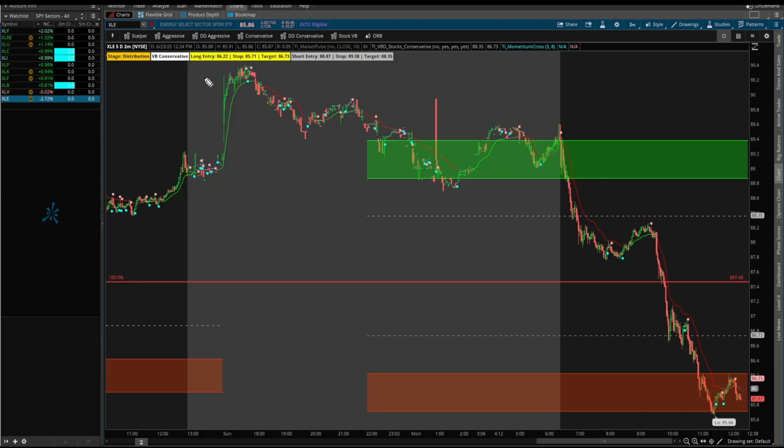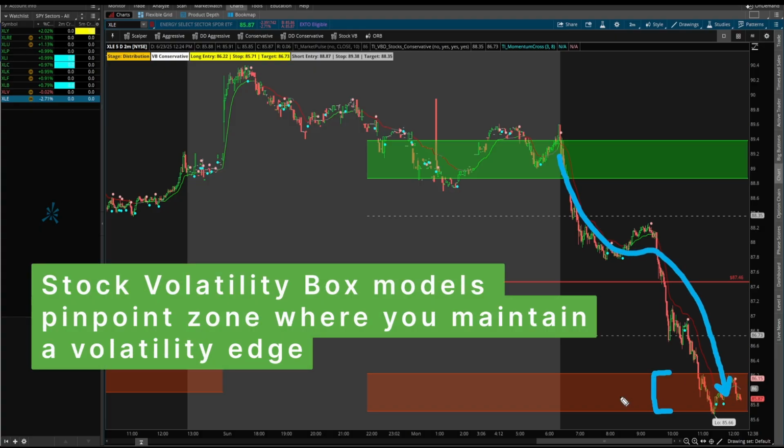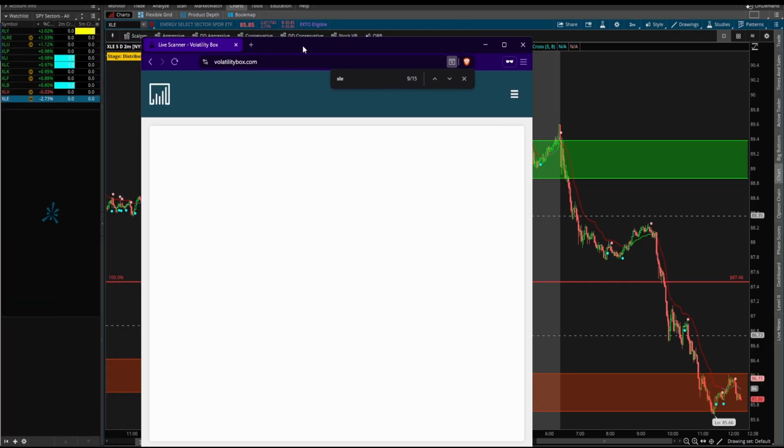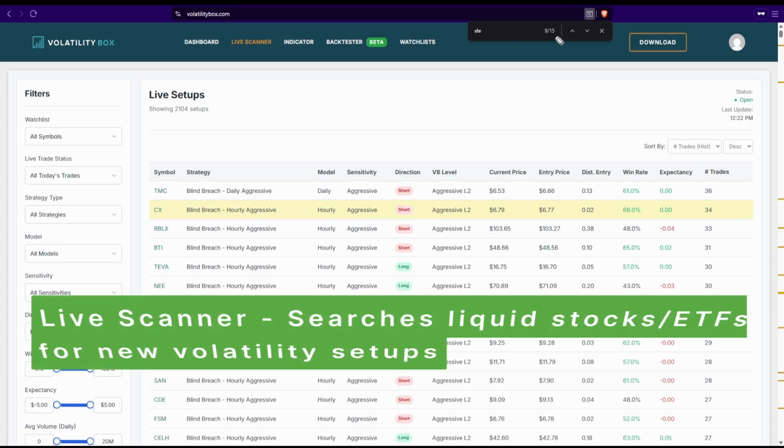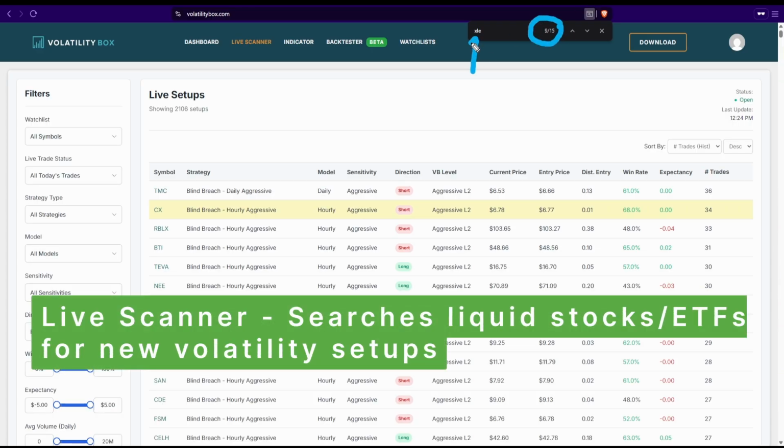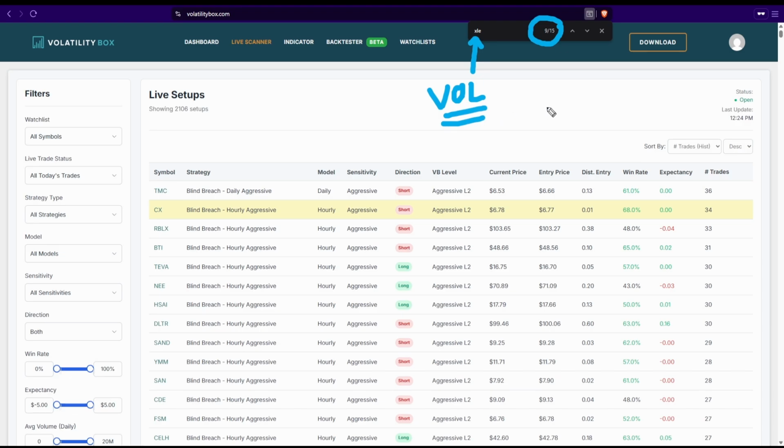Since after hours, we've seen XLE sold off, and after the market opened, you can see how XLE very systematically sold off into our conservative volatility box models. On our live scanner, you can also see XLE has appeared 15 times. That tells you how active XLE has been in terms of its particular volatility today.